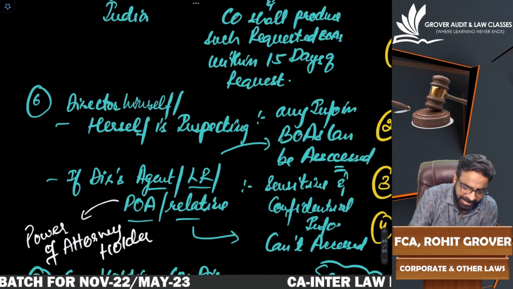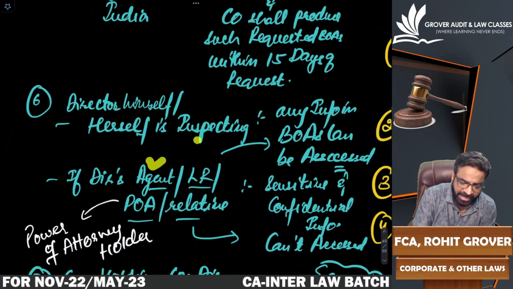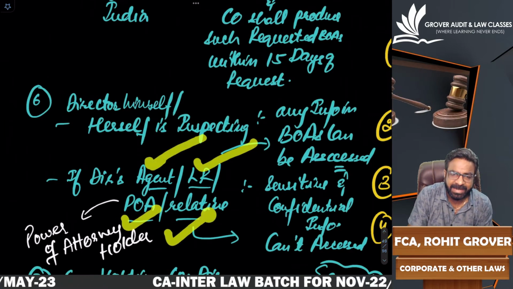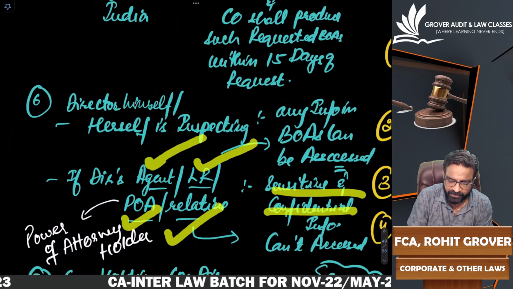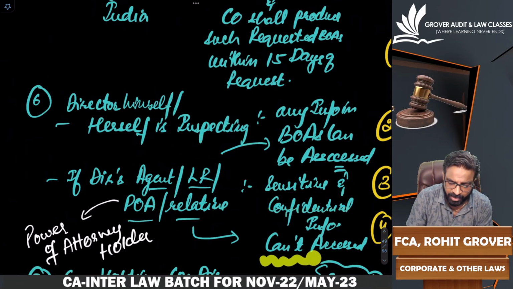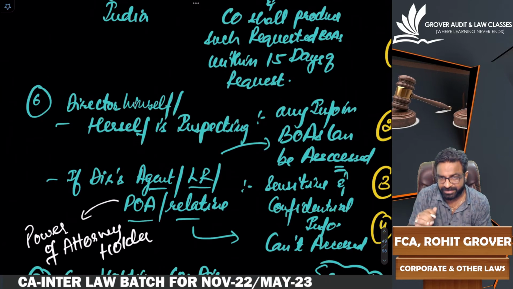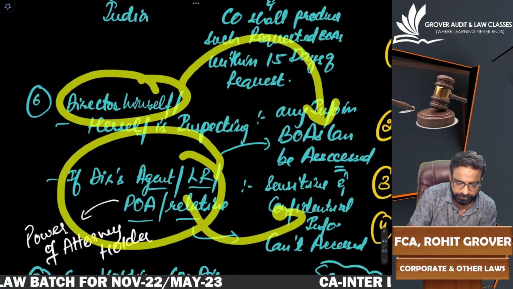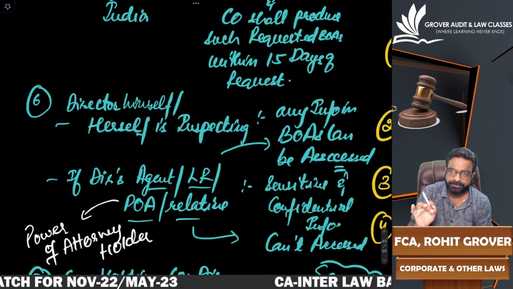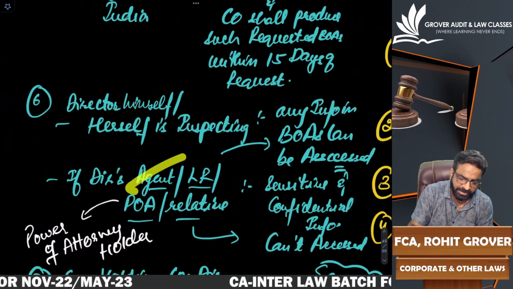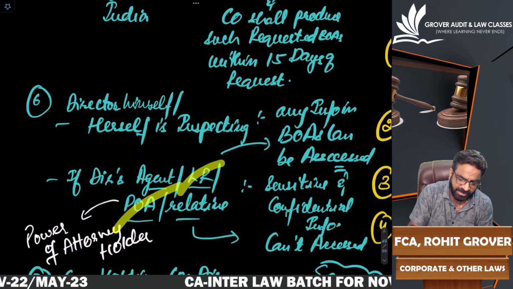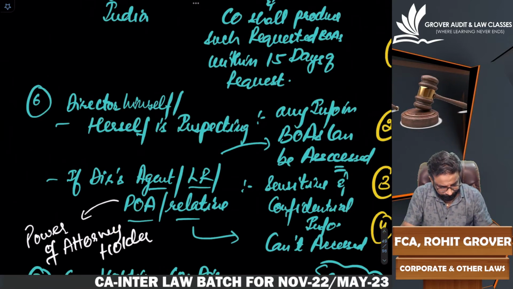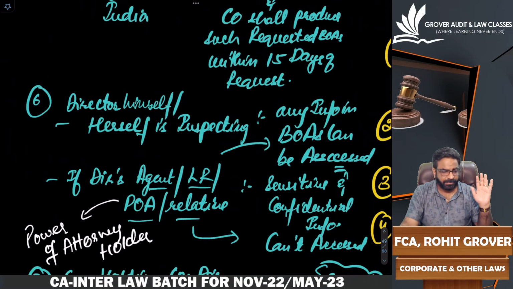But if your agent is coming, what is the next point? If your agent is coming, a legal representative is coming, a power of attorney holder is coming, a relative is coming, then can sensitive and confidential information be accessed or not? Can't be accessed. If you are coming, allowed. If somebody else is coming, not allowed. Crystal clear? Even though they are your agent, relative, legal representative, friend, or power of attorney holder, the company will not take the chances. Is it correct? Yes, sir.